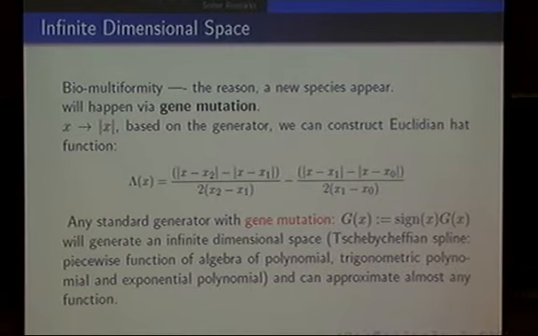And then we generated this idea that any standard generator with gene mutation, only at the 0 point and going in the opposite side, will generate an infinite dimensional space. And this is a Chebyshev spline or piecewise function of the algebra of all polynomial, trigonometric polynomial, and exponential polynomial. And it can approximate almost any function.